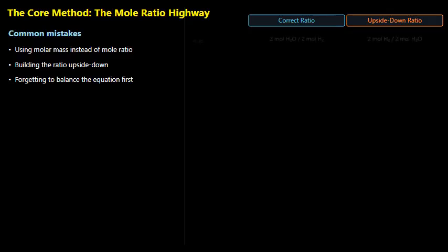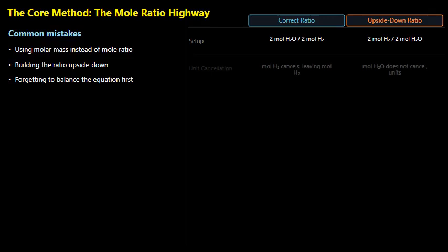Watch out for these common mistakes. First, don't reach for molar mass here. The mole ratio is for converting between moles of different substances, not between moles and grams. That's a different step. Second, be careful not to build the ratio upside down. If you want the oxygen moles to cancel, the oxygen coefficient must be on the bottom. If you flip it, the units won't cancel properly, and you'll get a nonsense answer.